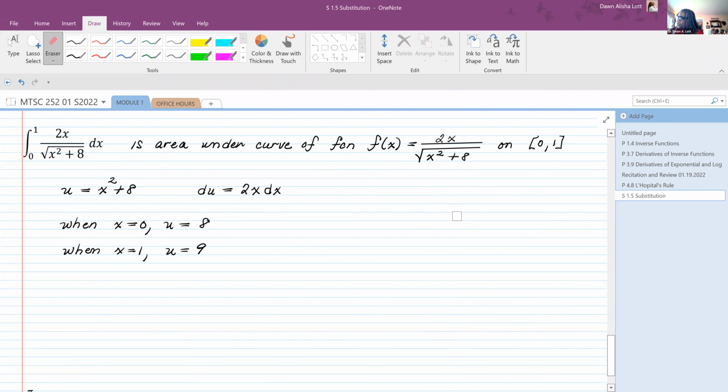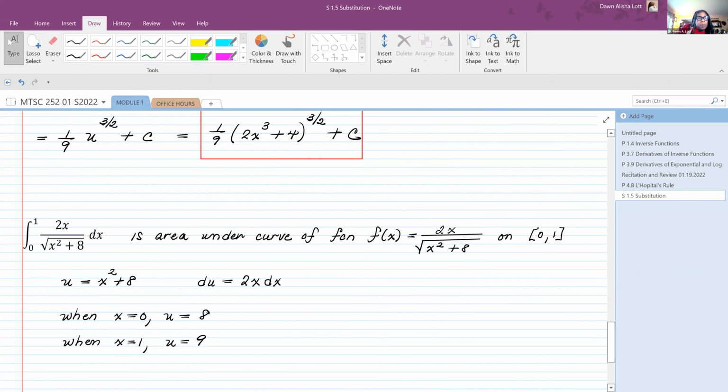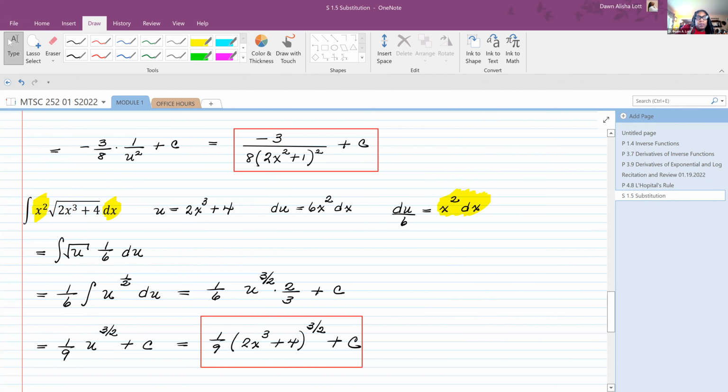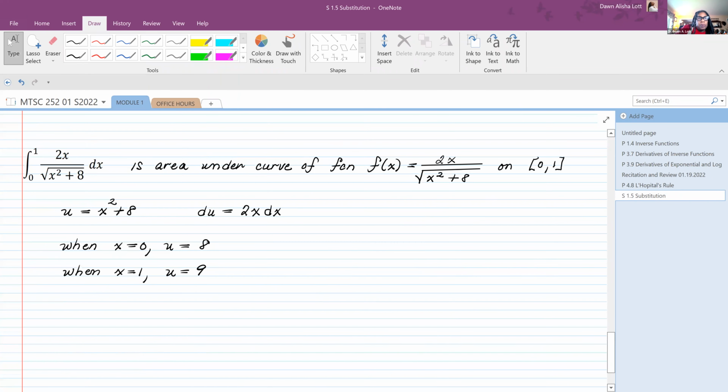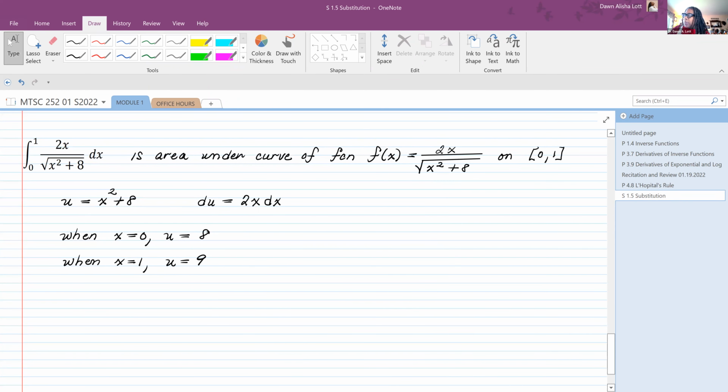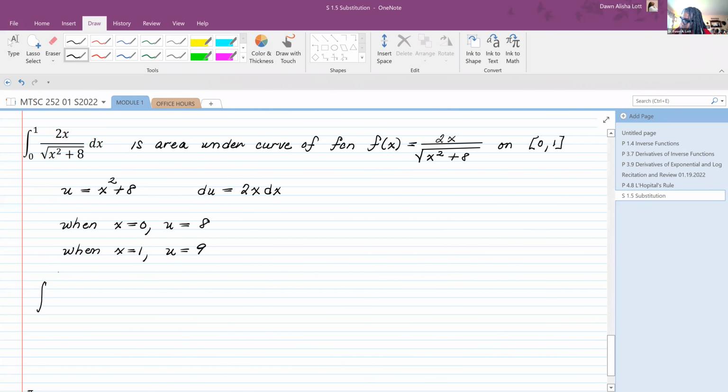So that's what's different from these problems. Before, I didn't have to find limits of integration. Now I do, so u has to transform to those limits. So 0 now becomes 8, and 1 now becomes 9. My limits of integration change.